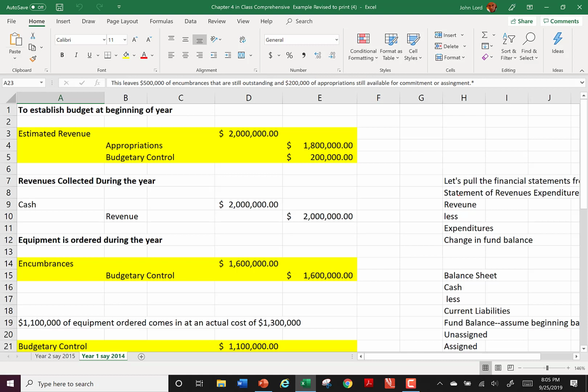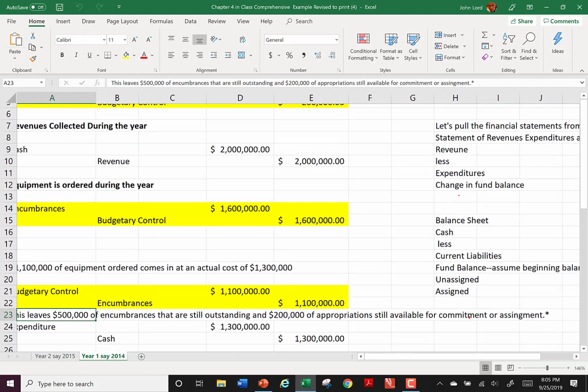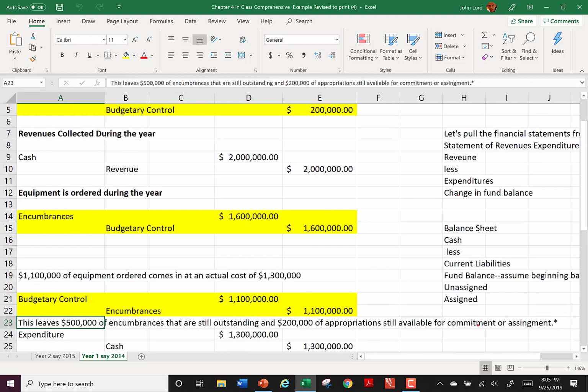Then 1,100,000 of the total order that I've ordered. How much have I ordered? 1.6. Only 1,100,000 comes in. Not the whole amount. 1,100,000 comes in of what I ordered, but it comes in at a different price. It comes in at 1,300,000. Right? I haven't received the whole order, and it's come in at a price that's different than what I thought it was going to be, right?